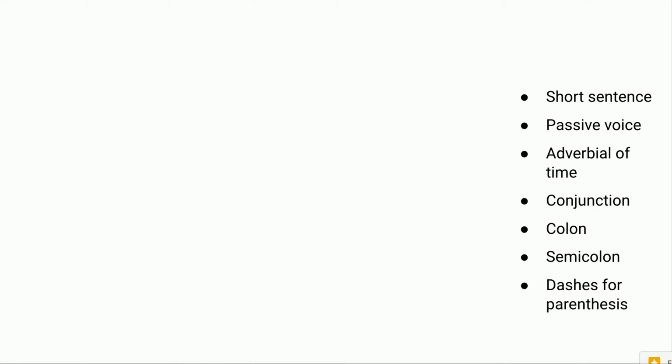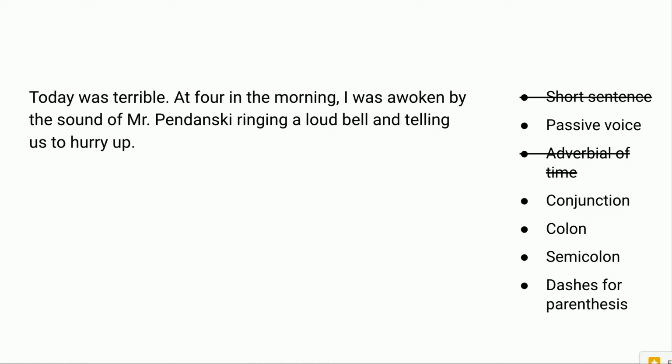So I'm going to start my diary entry with a short sentence, because I think that's quite an effective way to start, and I'm going to say, today was terrible. Then I'm going to write my next sentence, and I want to start by saying when something is happening. So I'm going to use an adverbial of time. At 4 in the morning is my adverbial of time. I was awoken by the sound of Mr. Pendanski ringing a loud bell and telling us to hurry up.